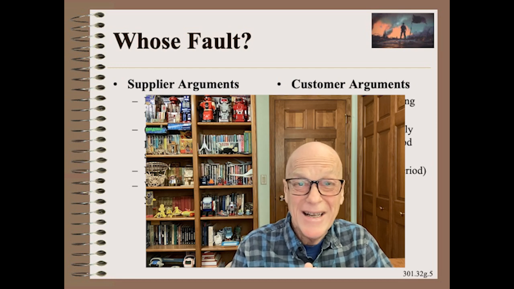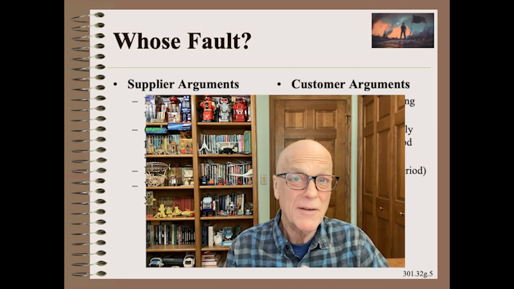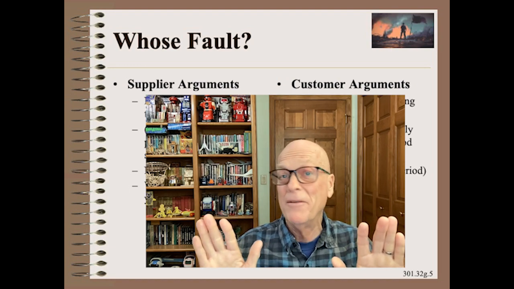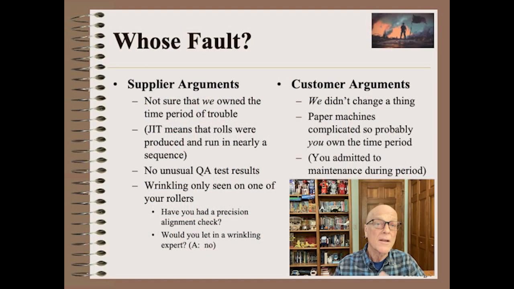So the next task is to figure out who was at fault, which is a different discussion than who's going to pay for the claims. There are many arguments, most of them weak. However, what is somewhat interesting is that the failure occurred on only one roller on the customer's line.